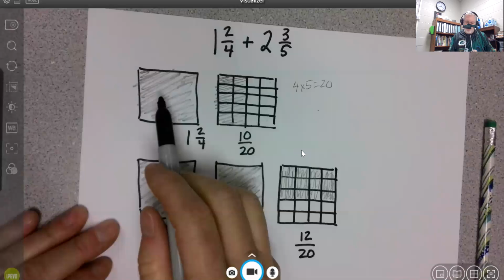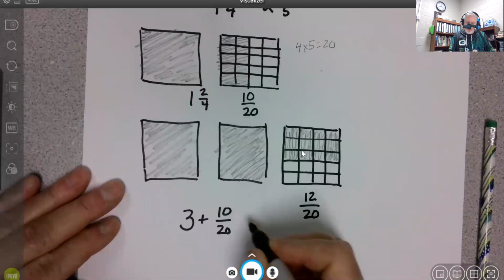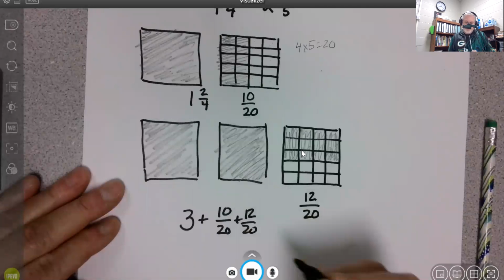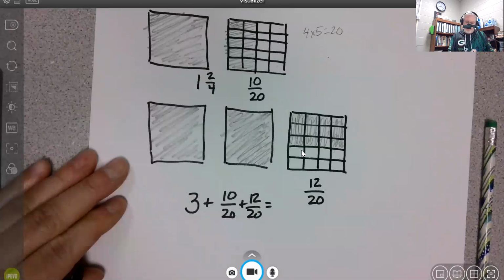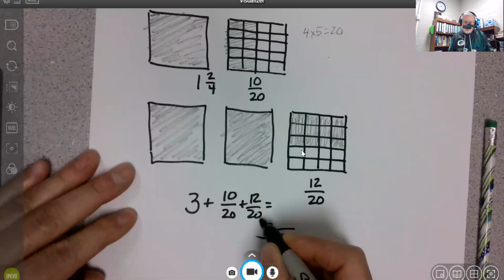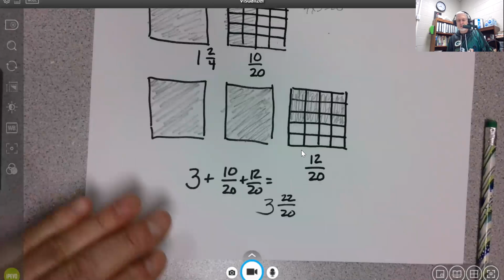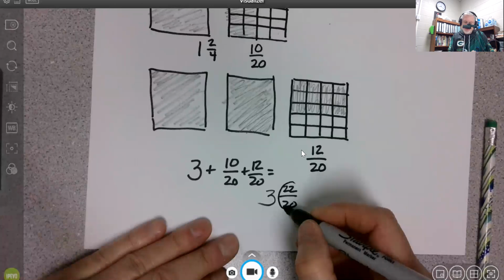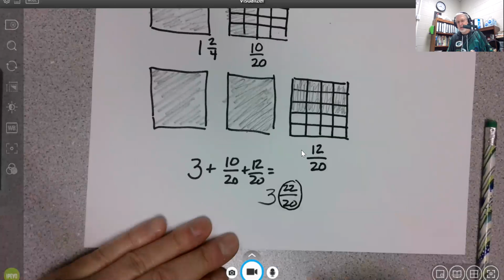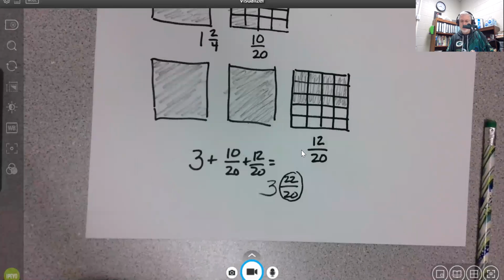I have 1, 2, 3 wholes plus 10/20 plus 12/20. Okay. So I have 3, and again, 20. My denominator stays the same. 10 plus 12 is 22. Uh-oh, what do we notice? We notice that this is an improper fraction. So I need to make that into a whole number, all right?